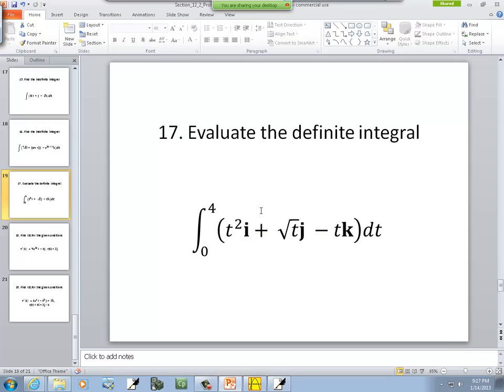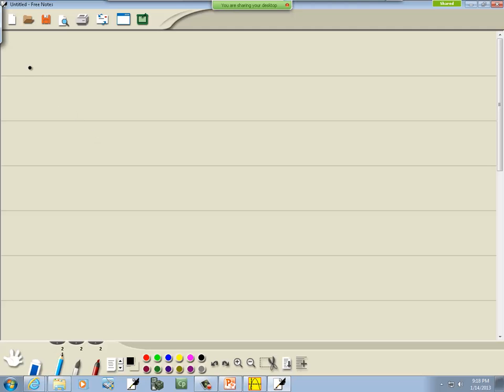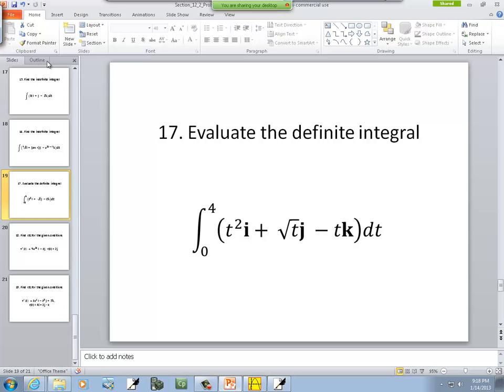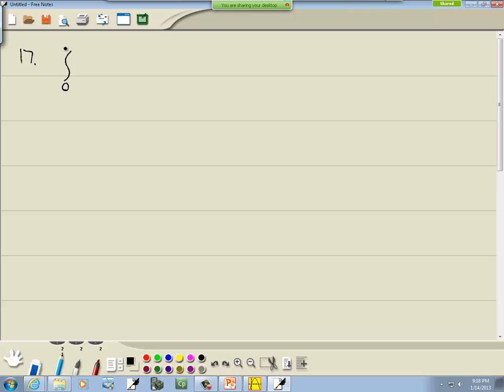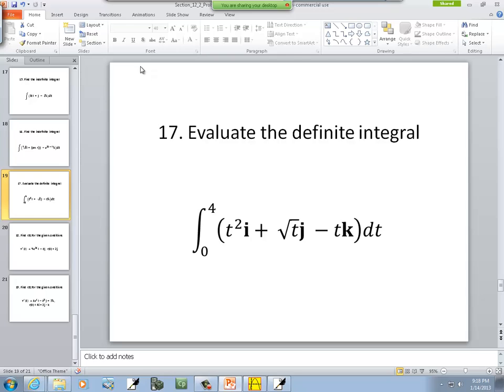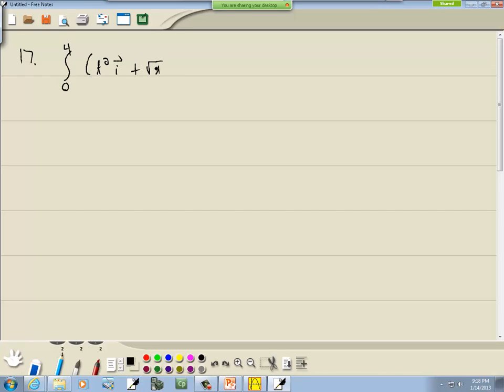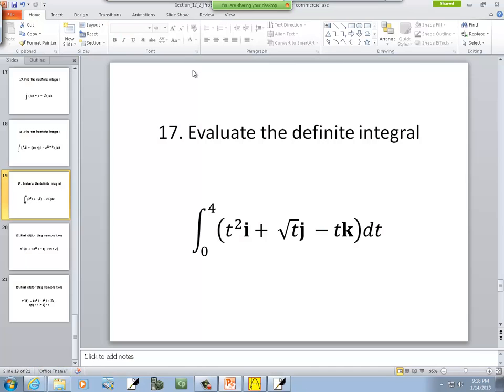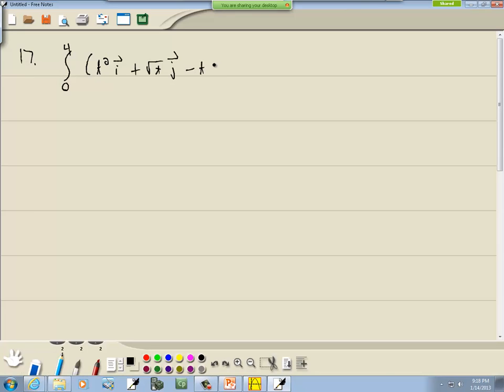Now here we've got a definite integral. So we're going to go from 0 to 4. And we've got t squared i plus square root of t j minus tk with respect to t.